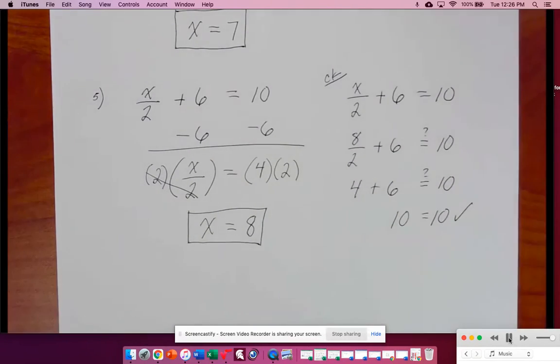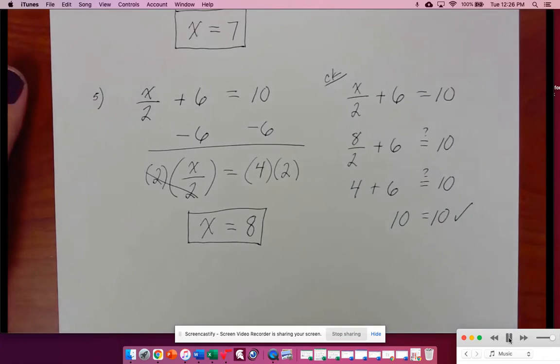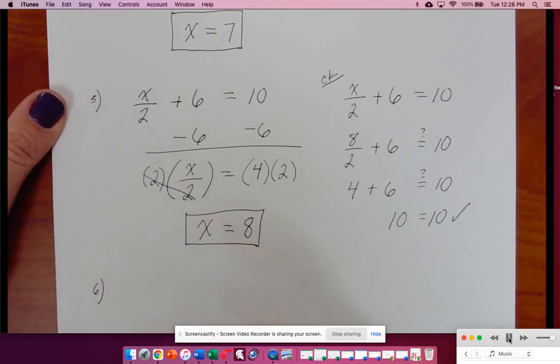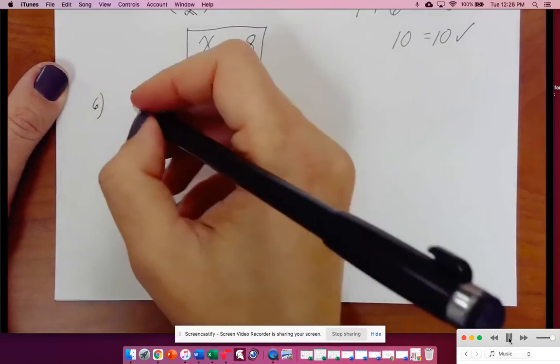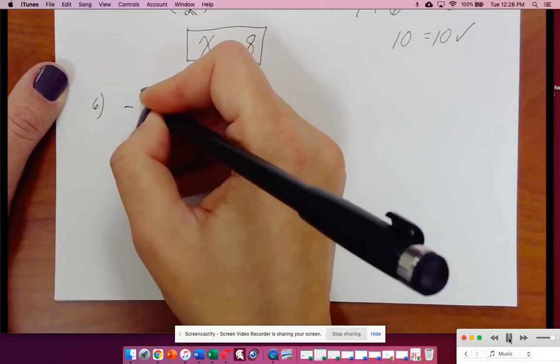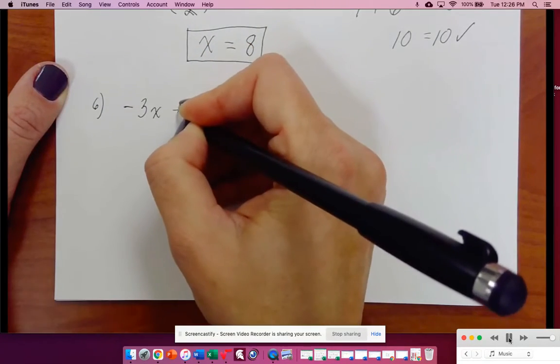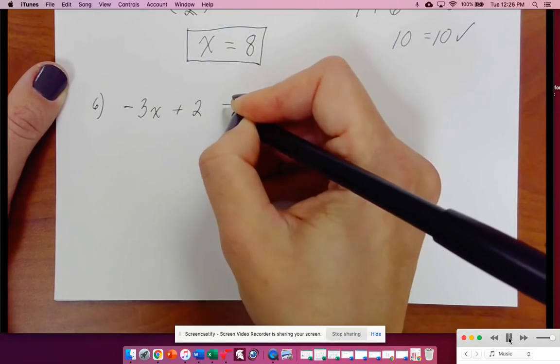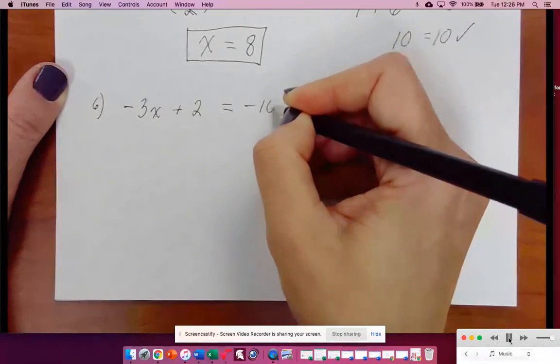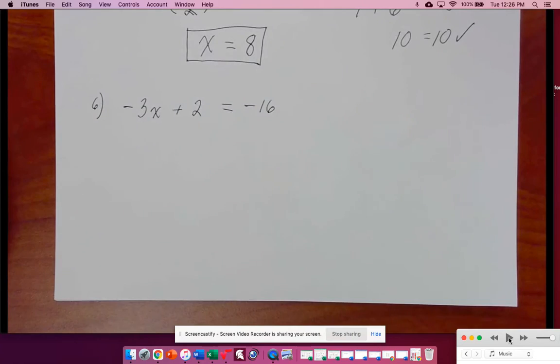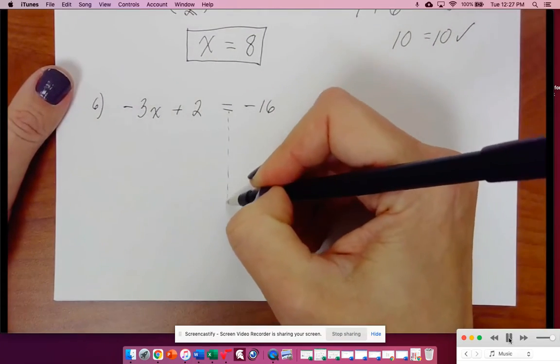Could I trick you? I could perhaps throw in a negative. That could be mean and unusual. Let's do it. This will be our last one. All right. Okay, let's try negative 3x plus 2 equals negative 16. If you want those dots, you can.